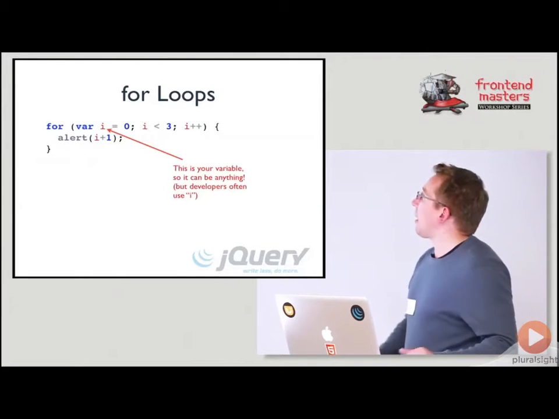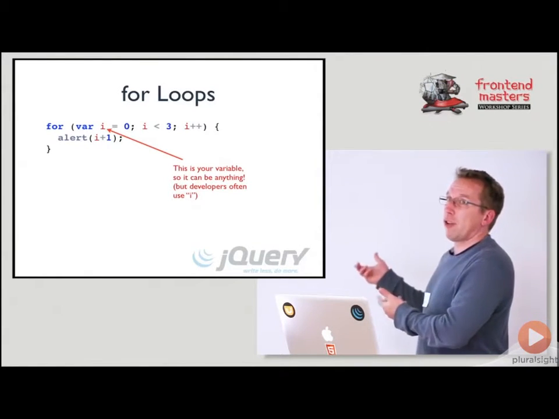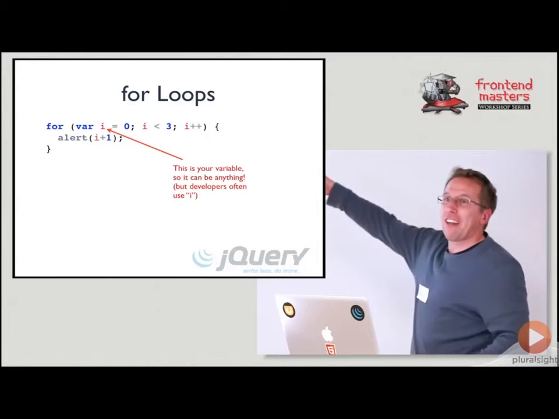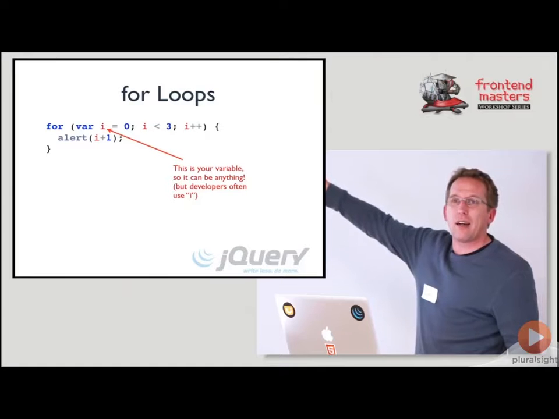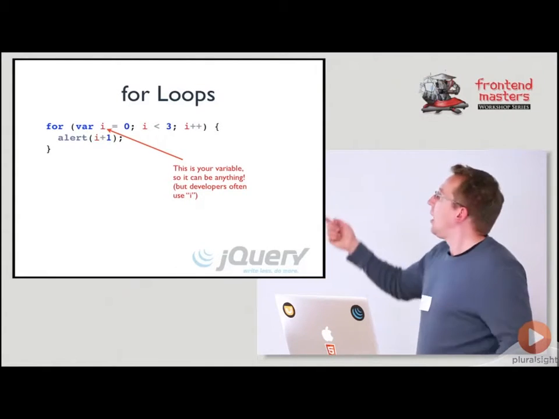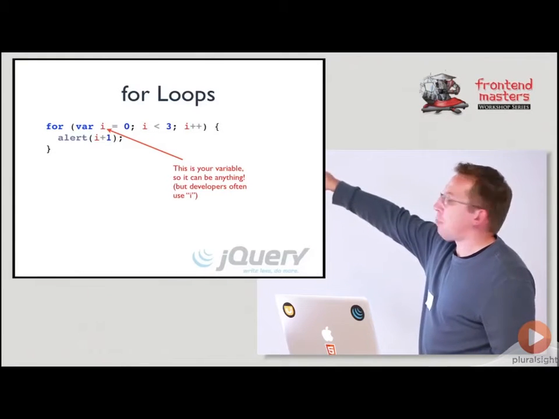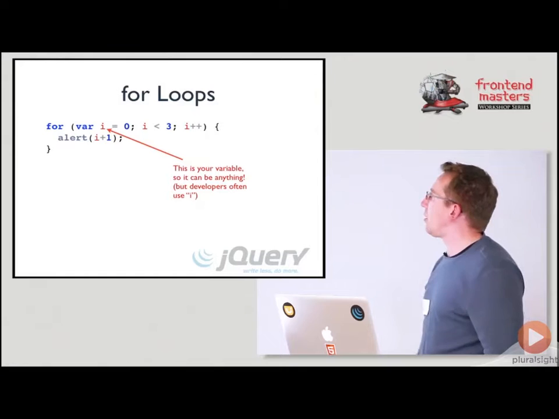So it looks something like this. for (var i = 0; i < 3; i++). Typically, you wouldn't have a hard-coded number there for 3; you would have something like a variable, like the length of the array, right? And then i++ just adds 1 to the number.